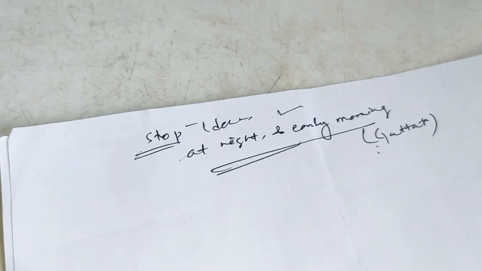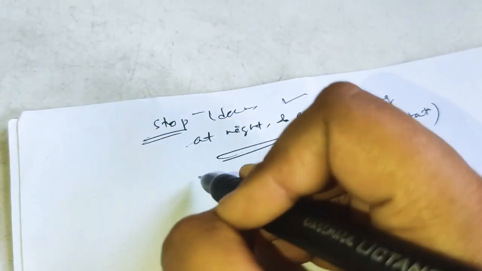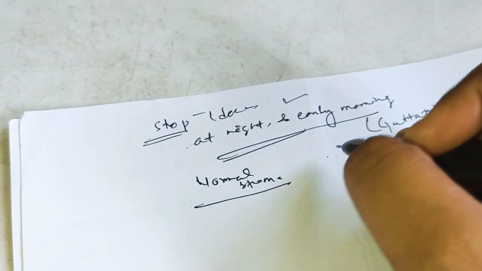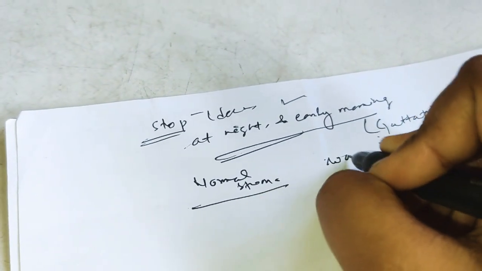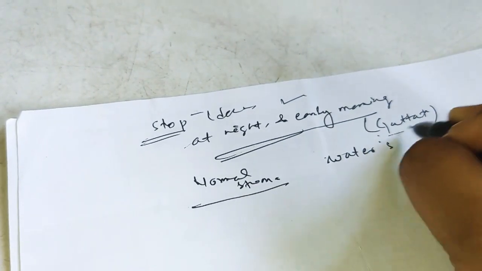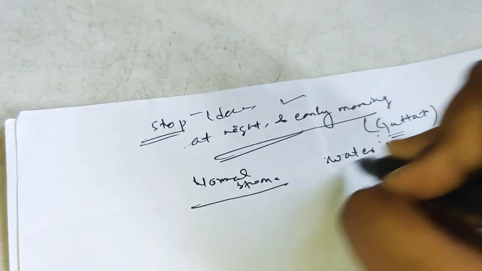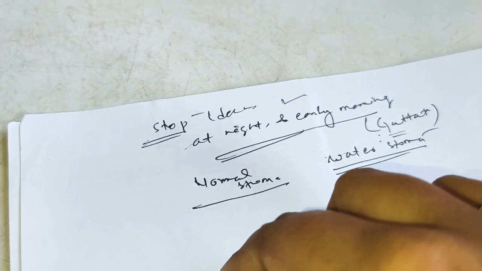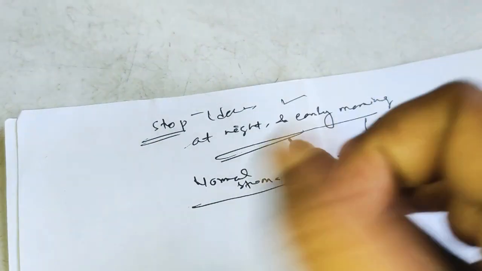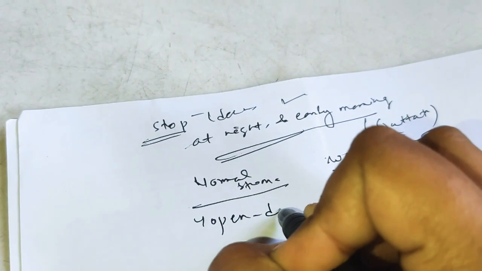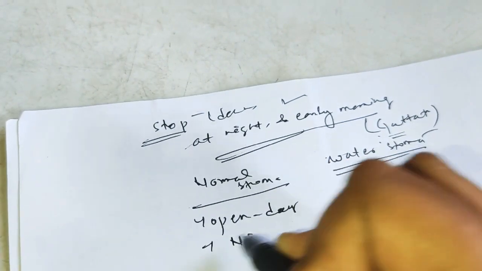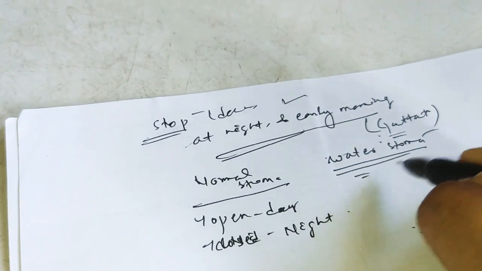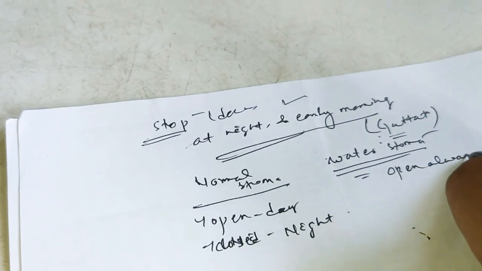Okay, so what happens in a normal stoma? Suppose this one is a normal stoma and this one is a water stoma. The water stoma is found in the guttation process. It is always open, but this normal stoma participates in an opening and closing mechanism. That means it opens in the daytime and closes at night time. And this stoma is always open.